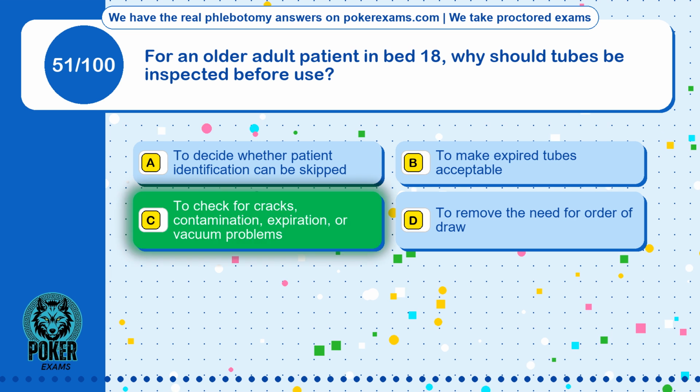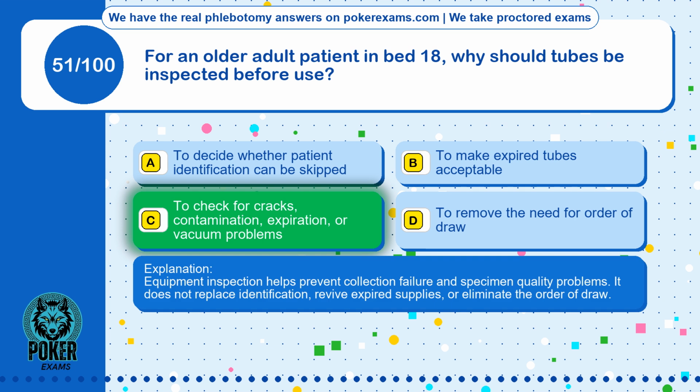The correct answer is option C. To check for cracks, contamination, expiration, or vacuum problems. Equipment inspection helps prevent collection failure and specimen quality problems. It does not replace identification, revive expired supplies, or eliminate the order of draw.